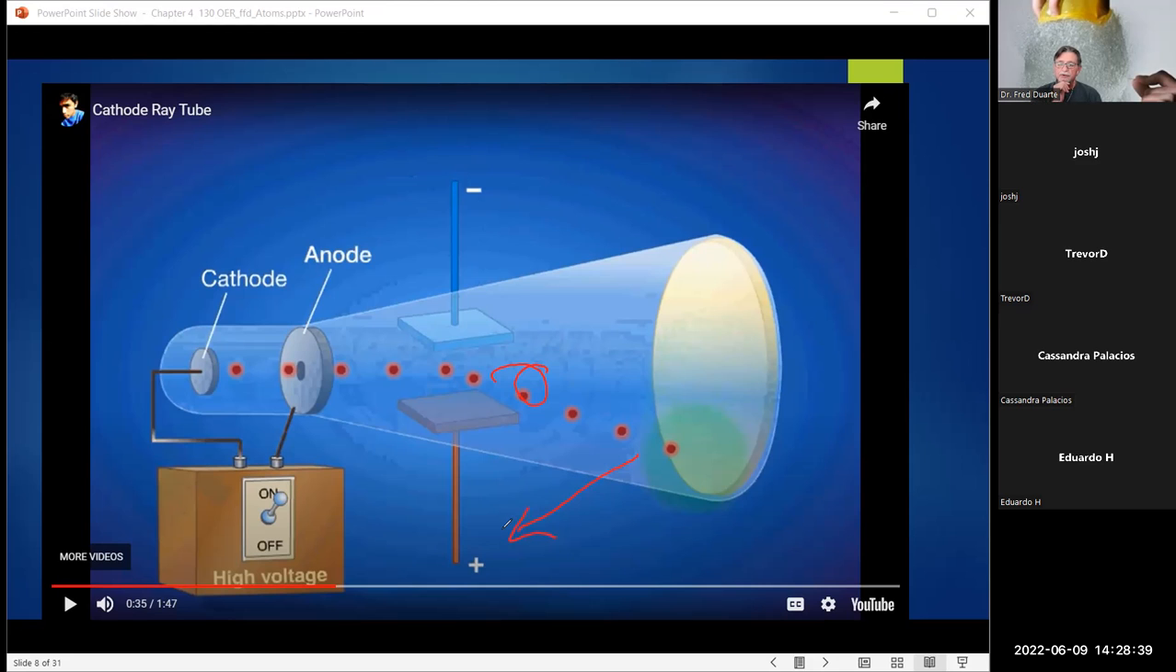So what can one deduce from that? That this particle, whatever it is, and it eventually becomes an electron, has a negative charge. The negative gets attracted to the positive, okay? If it was positive, it would be deflected in the other direction, but it's not. Okay. All right.